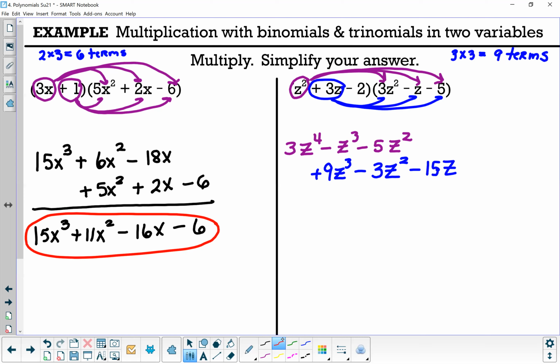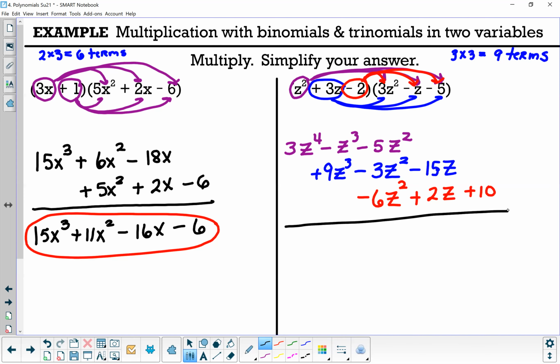All right, and then distribute the minus 2. There, there, and there. All right, so minus 2 multiplied to the 3z squared is minus 6z squared. Minus 2 multiplied to the minus z gives me plus 2z. And then minus 2 multiplied to the minus 5 gives me plus 10. All right, so we have 9 terms. Perfect. Now let's go ahead and simplify.